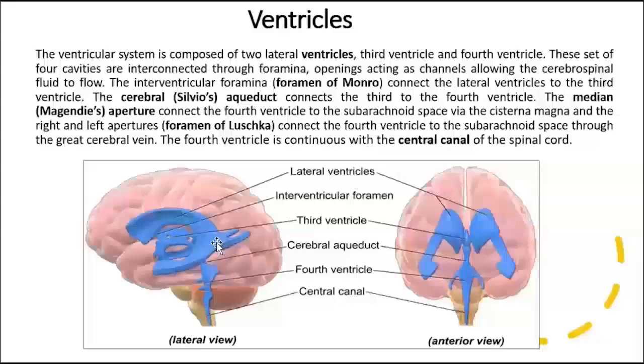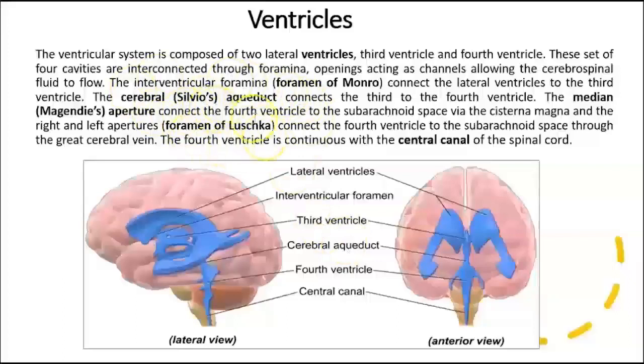We have different spaces. We have 1, 2, they are called lateral ventricles. This is going to be the third one. Therefore, this is called the third ventricle. And down here, you're going to have another one, and this is going to be called the fourth ventricle. Okay, the communication between the third and fourth ventricle is provided by the cerebral aqueduct.